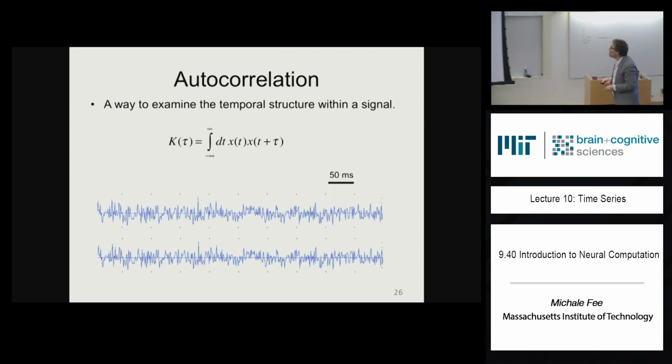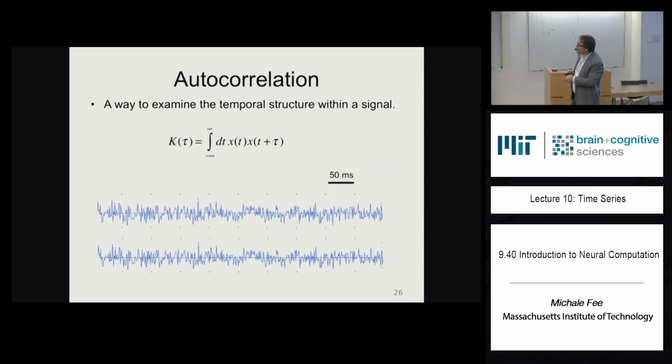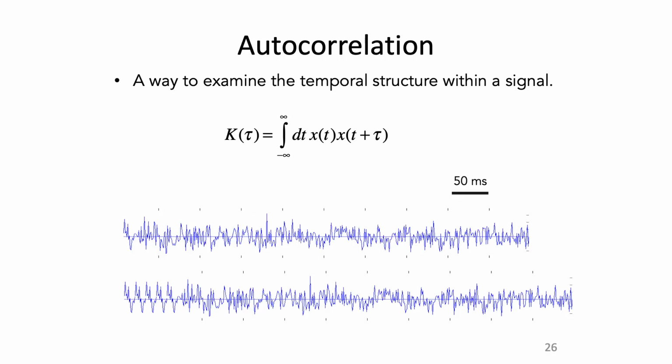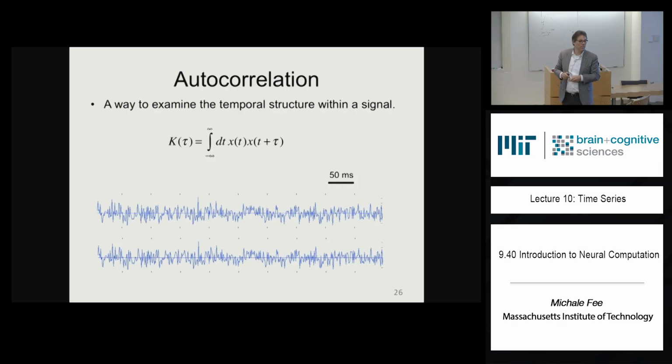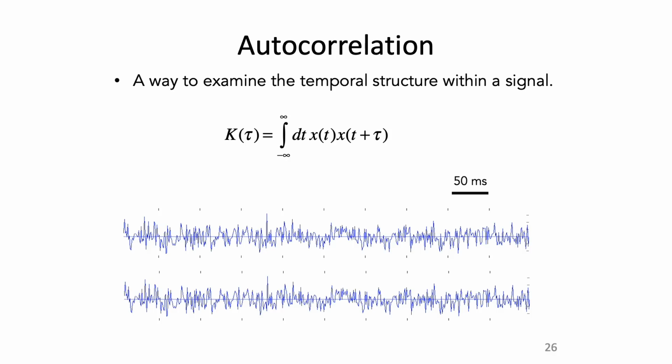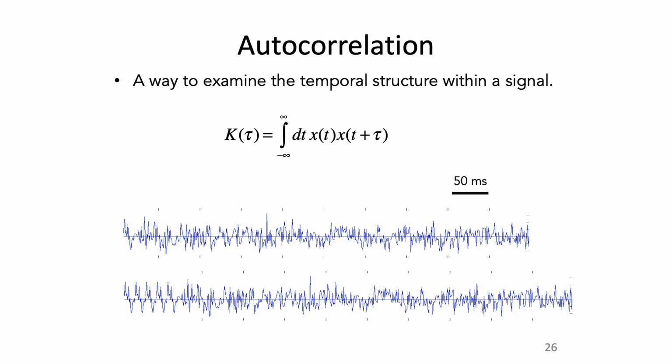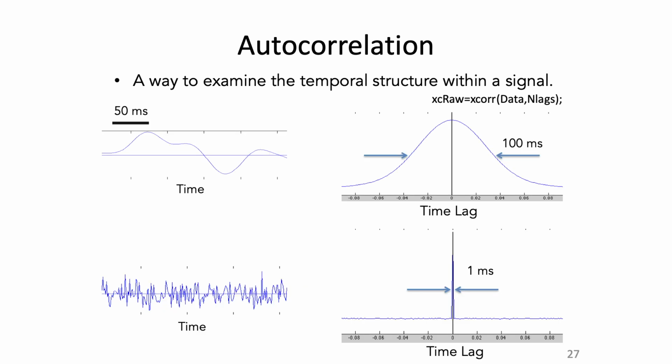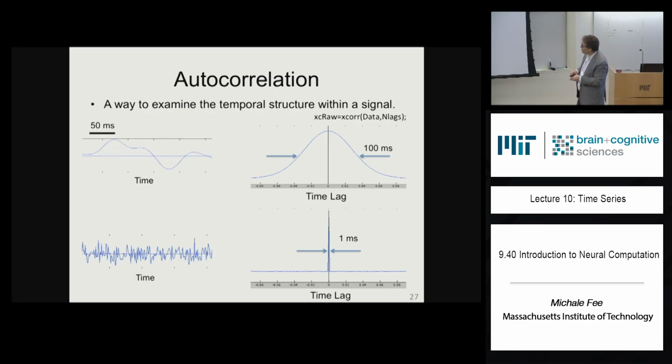Now, if you have a fast signal with fast fluctuations, and you do the autocorrelation, what's going to happen? First of all, at 0 lag, it's going to be a peak. And then it's going to drop off more quickly, right? So that's exactly what happens. Here's the autocorrelation of this slow function. Here's the autocorrelation of this fast function.